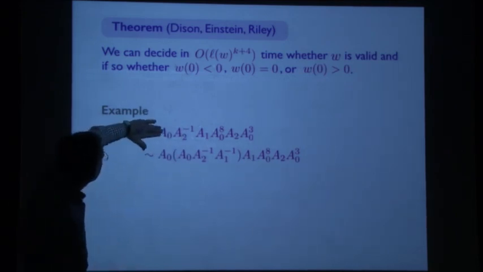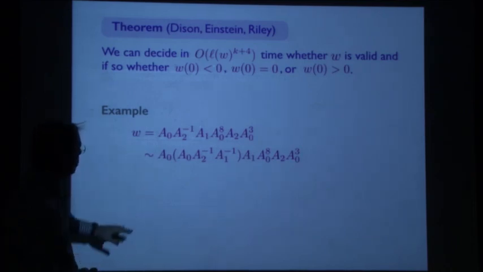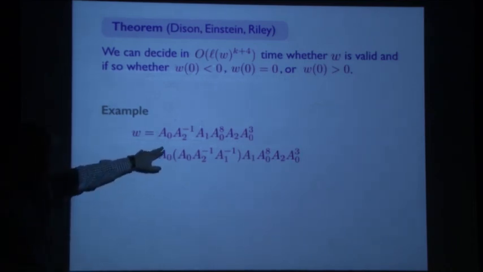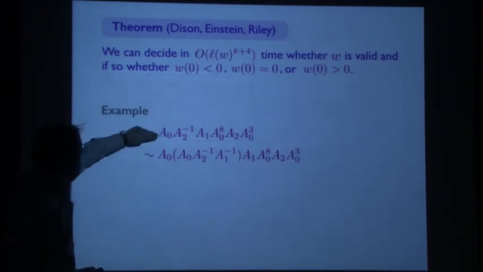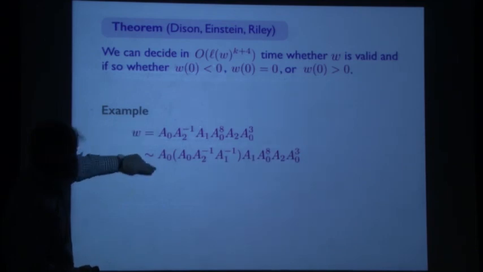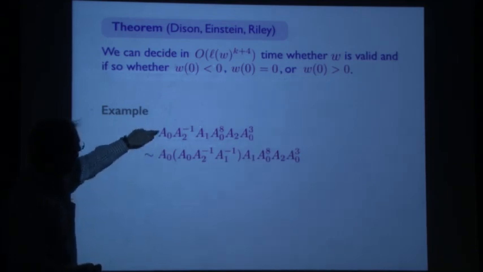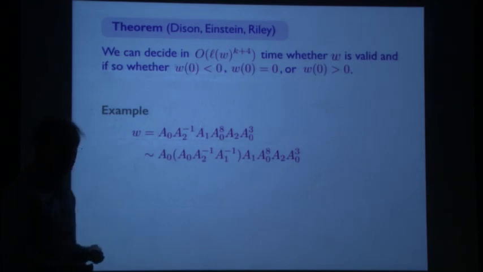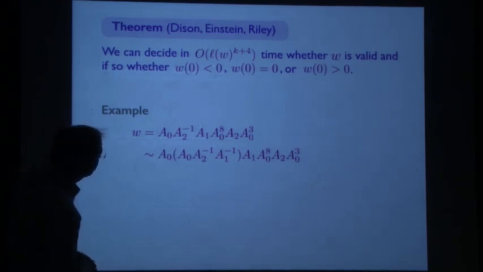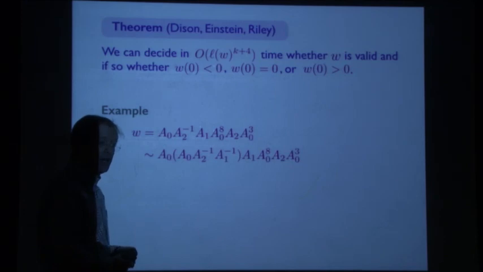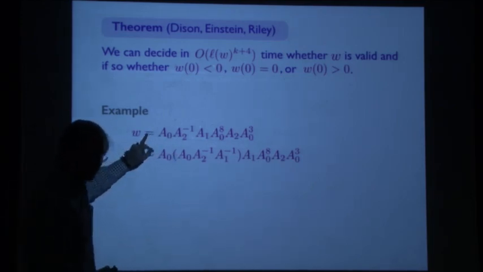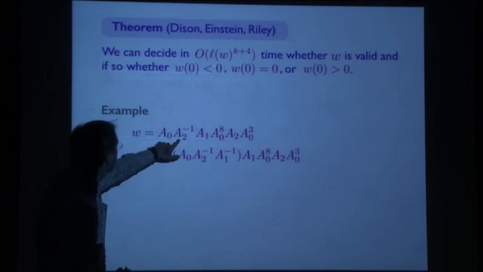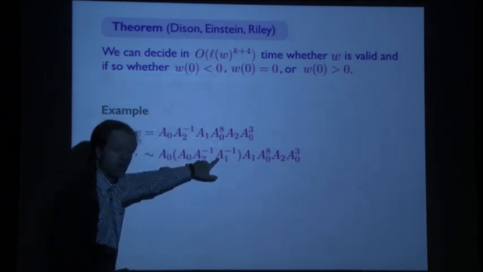We try and convert the word into what we call an equivalent word. Equivalent means that two words are equivalent when they're either both invalid or they're both valid and represent the same integer. So passing from one word to an equivalent word doesn't change the problem we're facing. So these are equivalent. What have we done to go from here to here? We've replaced A2 inverse by this.